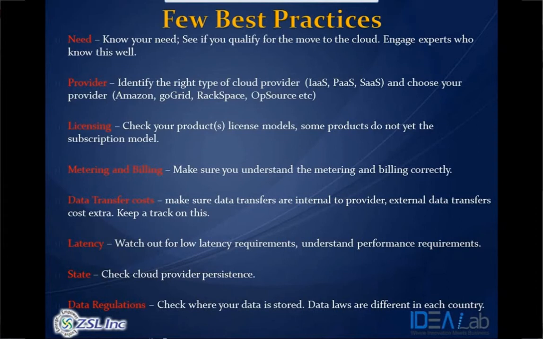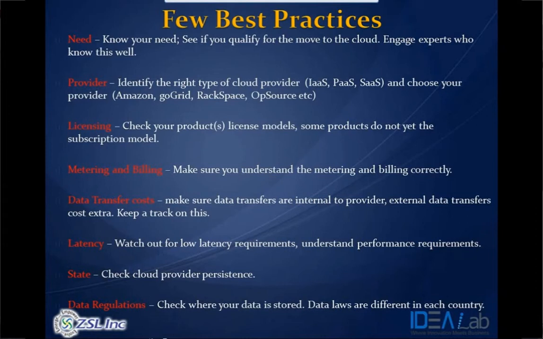Licensing: check your product's license model. Some do not yet offer the subscription model. So we just take it to the cloud and put it up on the cloud. Okay, I want to move to the cloud, and I have some kind of software or product which runs in my organization. I want to move that to the cloud, but some of the vendors do not provide cloud-based license models. So please check with your vendors, and check the license models of the products which you use.